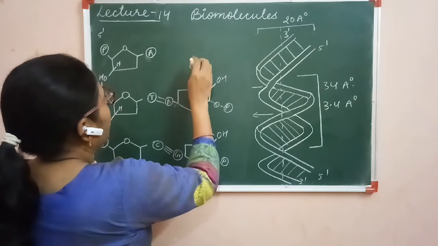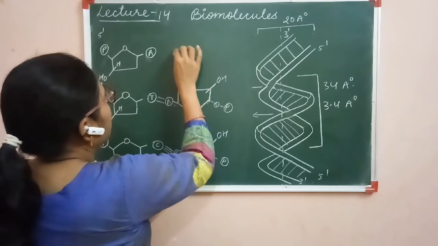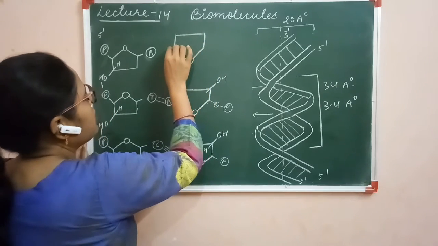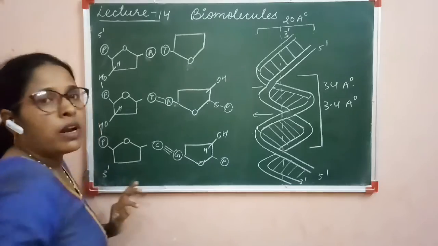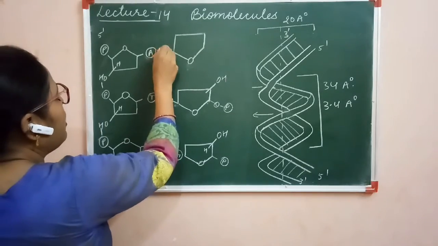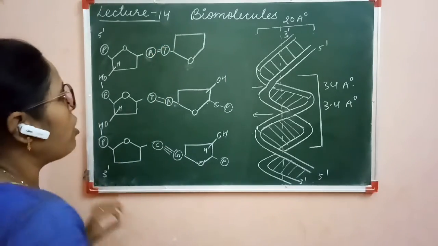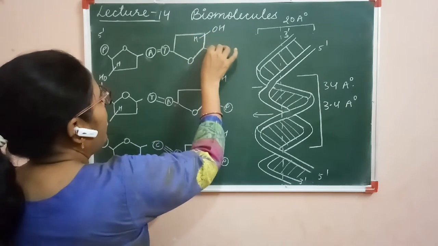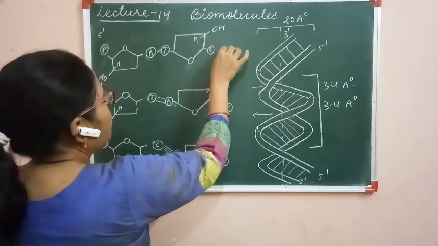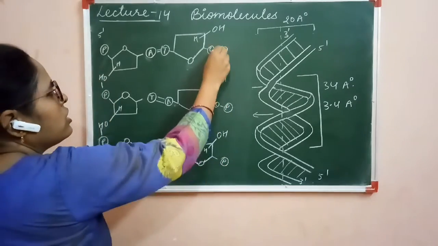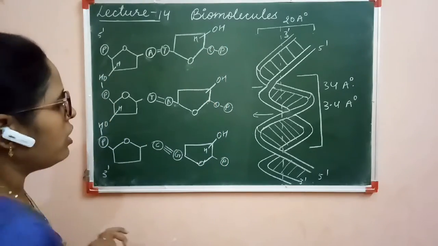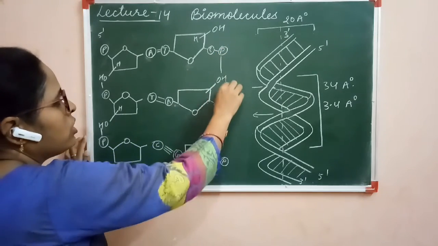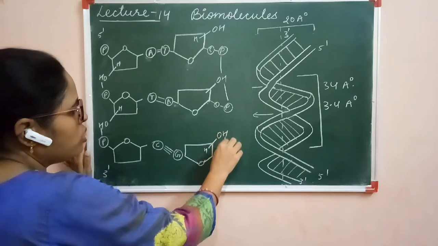Next, one more sugar I am drawing. This is the next sugar, and at first carbon nitrogenous base is found attached. It is attached with a double bond. At 3rd carbon OH group is there, and at 5th carbon phosphoric acid is found attached. This is the 5th carbon. Clear? So here the phosphoric group is found attached. This is attached with this OH, this with this OH, and this with this OH.